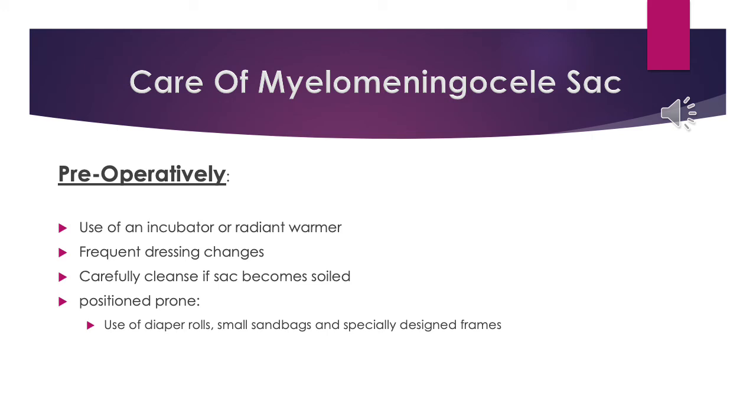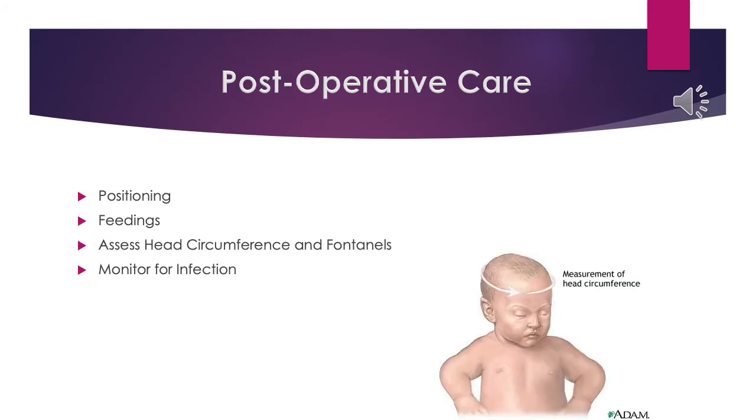We want to make sure that the infant is positioned prone, and we can do that through the use of diaper rolls, small sandbags, and they even have specially designed frames. For post-operative care, we want to make sure the child is positioned right. We never want them on their back because we want to protect that incision. We either want them prone or side-lying, but we do want their head elevated to promote drainage.